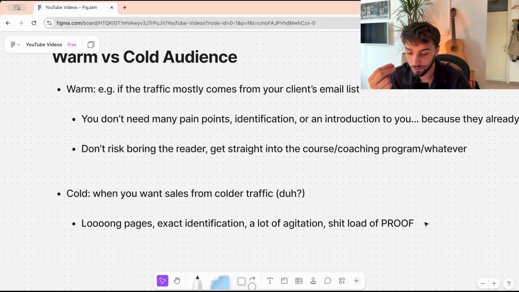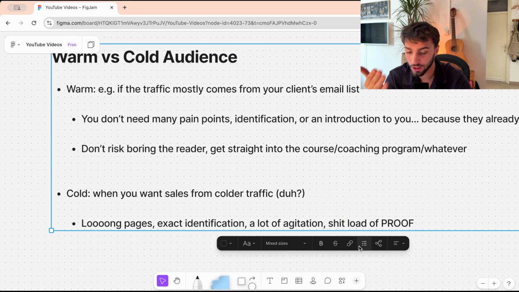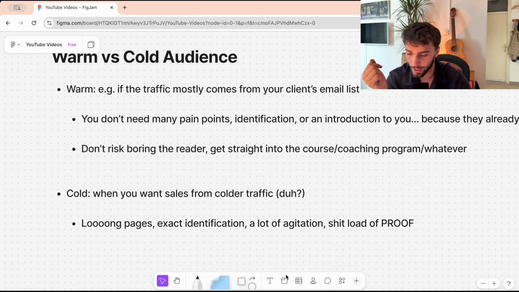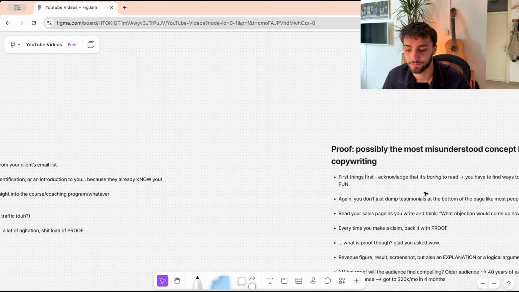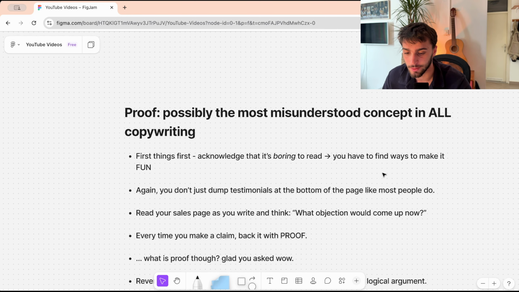And also, you need to put a ton of proof when you're writing for cold audiences. You always need proof, obviously, but for a cold audience, even more, because they're skeptical. So you need to provide a lot of arguments, a lot of proof, a lot of screenshots, everything. But what is proof? It's possibly the most misunderstood concept in all of copywriting.